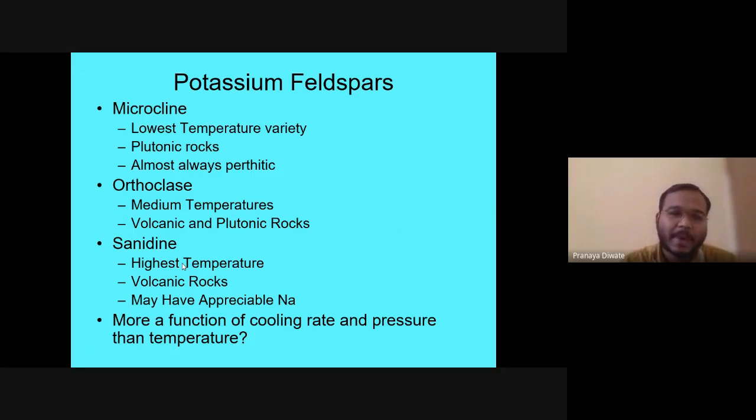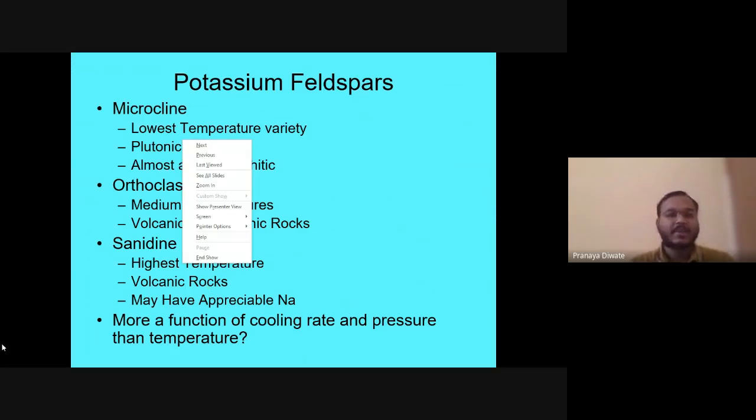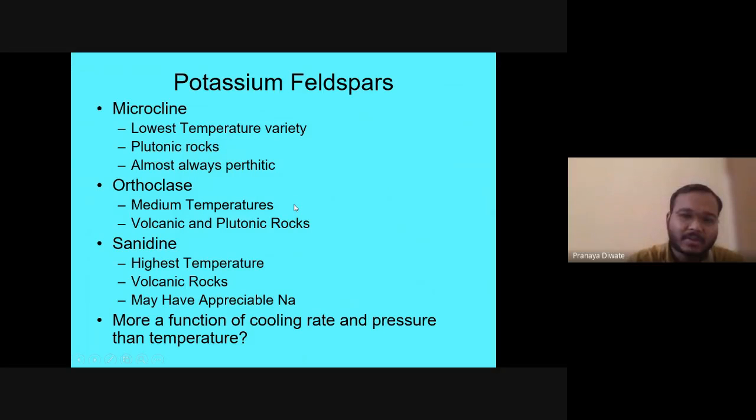So then you have microcline, orthoclase, and sanidine. These are three different types of minerals, having different kinds of properties. What are those properties? Microcline is the lowest temperature variety, found in plutonic rock. Orthoclase is a medium temperature mineral, found in volcanic and plutonic rock. Sanidine is the highest temperature variety, found in volcanic rock, and may have appreciable potassium. So these are all the properties of the potassium feldspar.